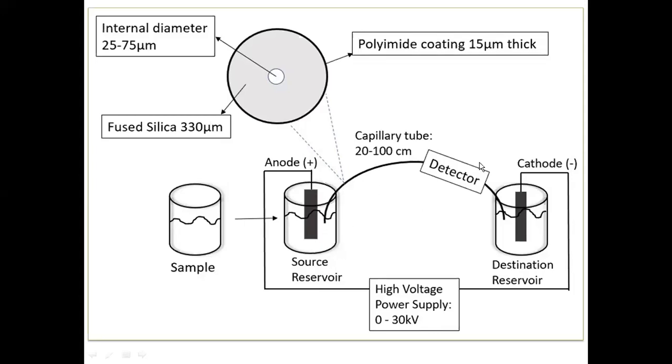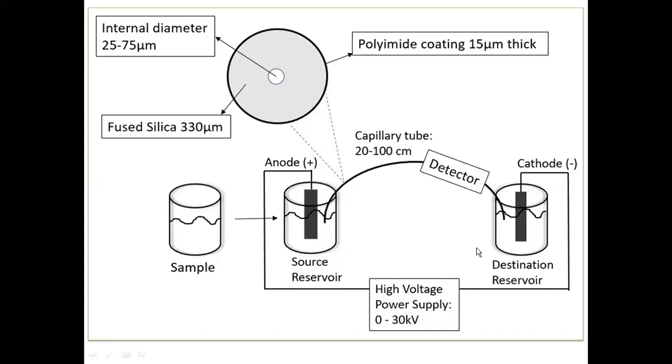From this source reservoir to the destination reservoir, cations will start to migrate, and during the migration, they will reach the detector, and the detector is going to give you the signal with respect to the solute. All those detectors that we use in HPLC and GC can be used in capillary electrophoresis also. So this is how the separation is going to be performed in capillary electrophoresis.